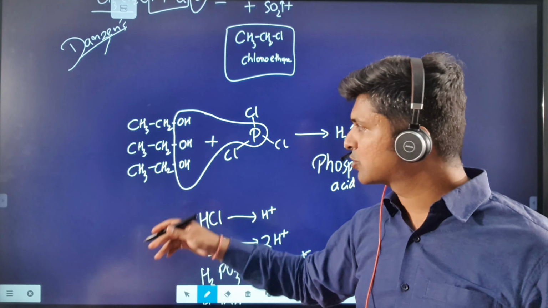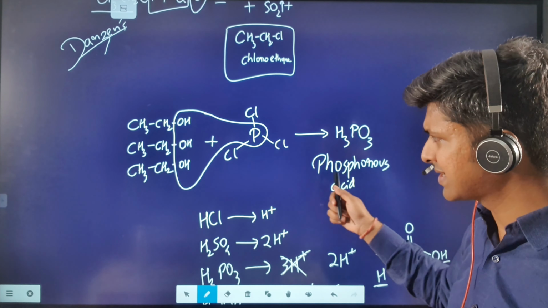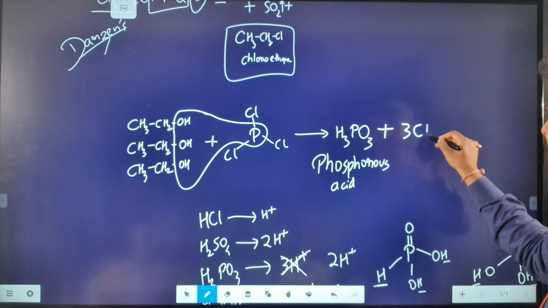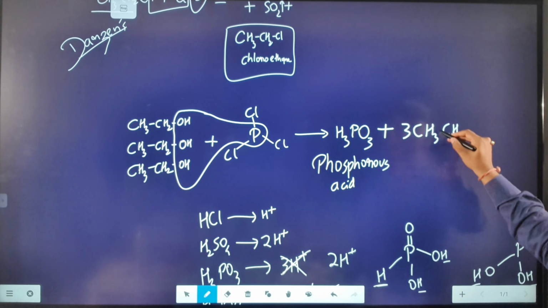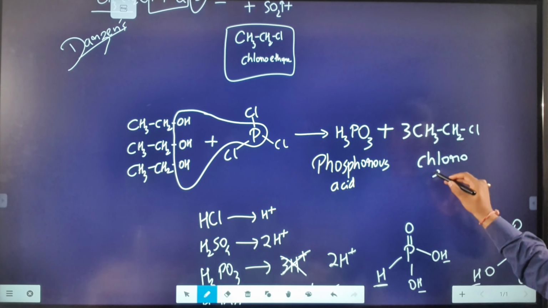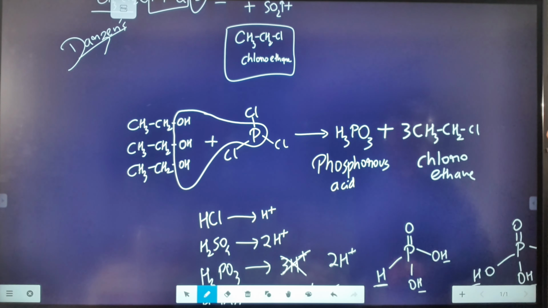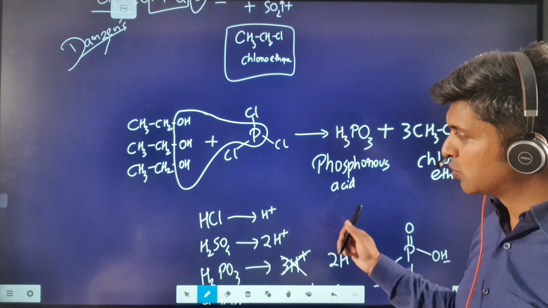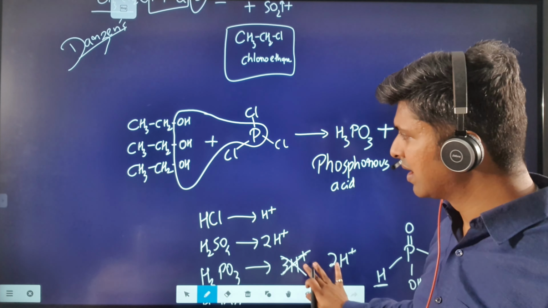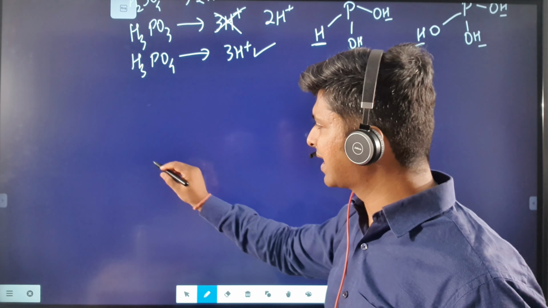Coming back to the reaction, we formed H3PO3, that's phosphorus acid. We have 3 Cl remaining, 3 ethyl groups remaining. Now I need not write it 3 times. I can simply write 3 CH3CH2Cl. That's chloroethane. So this is what we have prepared using alcohol and PCl3. Which haloalkane have we prepared? Chloroethane. Now it's time to use PCl5, the next method.